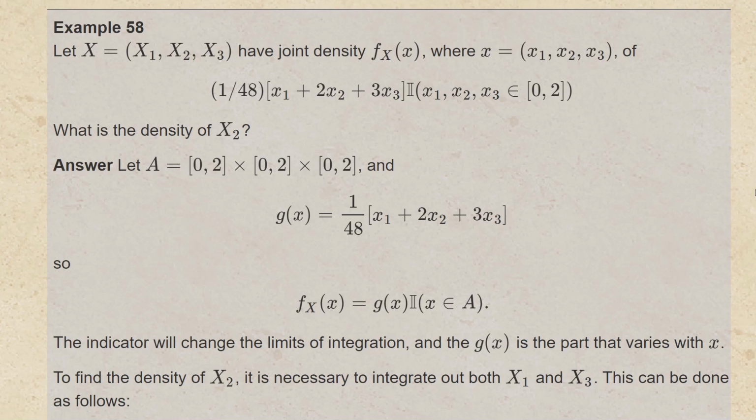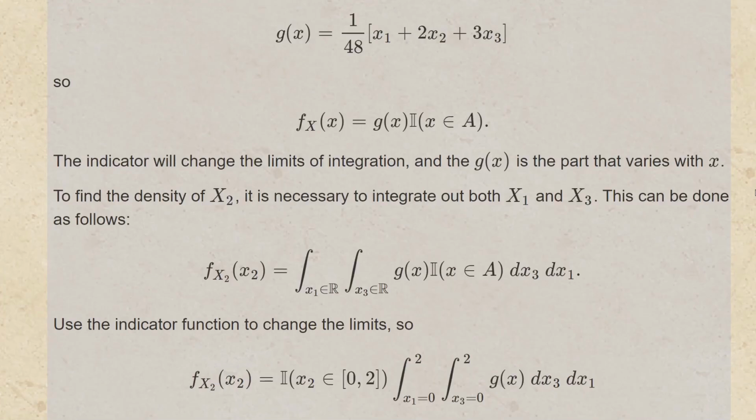To answer that, let A be [0,2] times [0,2] times [0,2], and g of x be 1/48 times the quantity x sub 1 plus 2 x sub 2 plus 3 x sub 3. So the density of big X at little x is g of x times the indicator that x is in A. The indicator will change the limits of integration, and the g of x then is the part that varies with x.